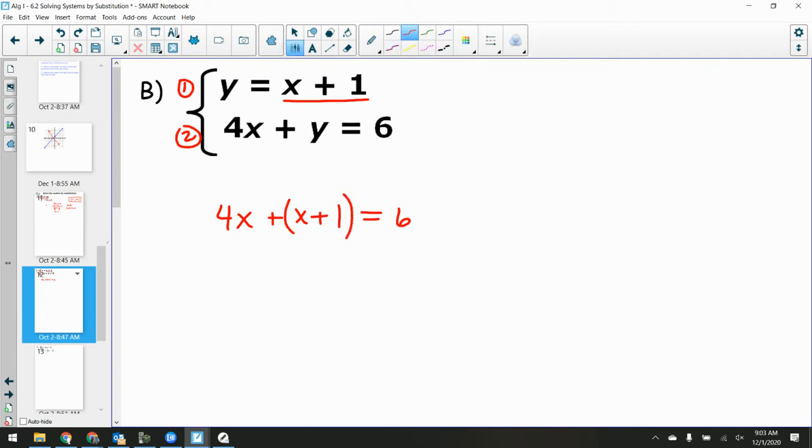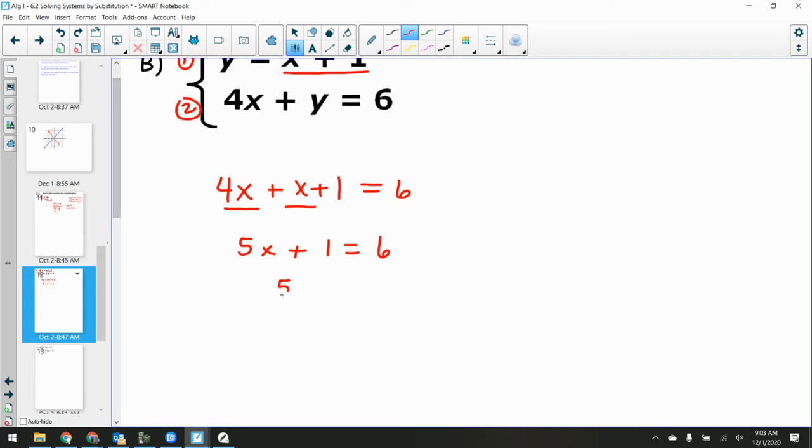I normally plug things in parentheses like that, but I would be distributing a positive sign. That doesn't really do anything for us. So we solve. 4x and 1x make 5x. We subtract a 1 over to the other side. When we divide by 5, we get x equals 1.